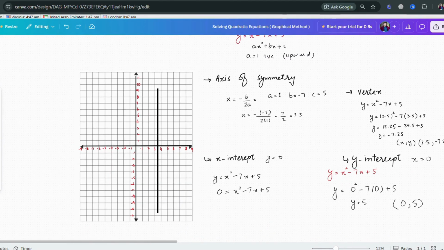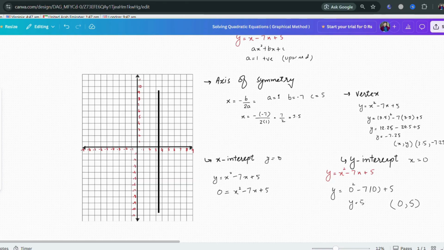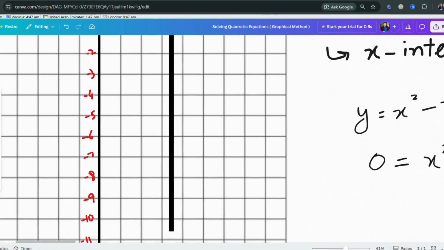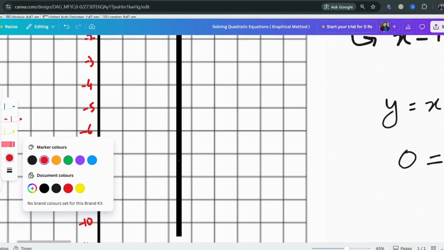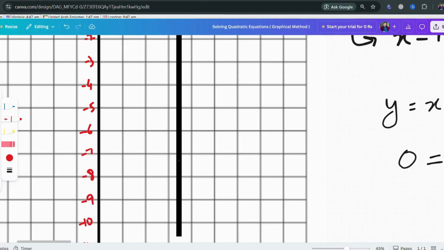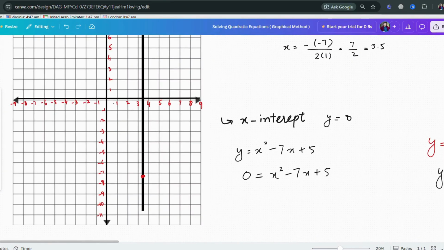Now let me put the vertex value. The vertex value was 3.5 and negative 7.25. So the x value is already 3.5. The y value was negative 7.25, which means, if I randomly put it, it should be between 7 and 8, right? So it should be somewhere at this place, 7.25. This is where the vertex would be, all right?